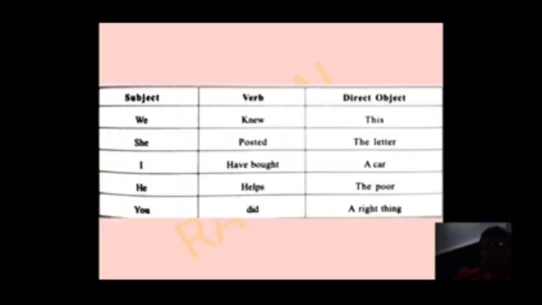Here you see subject, verb and direct object. What is given here? It is very important. You may get this kind of sentences in the examination. We knew this. She posted the letter. I have bought a car. He helps the poor. You did a right thing.